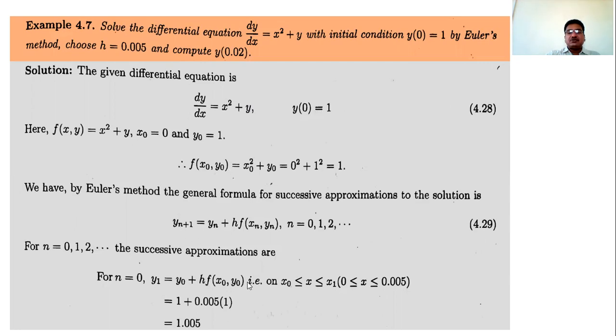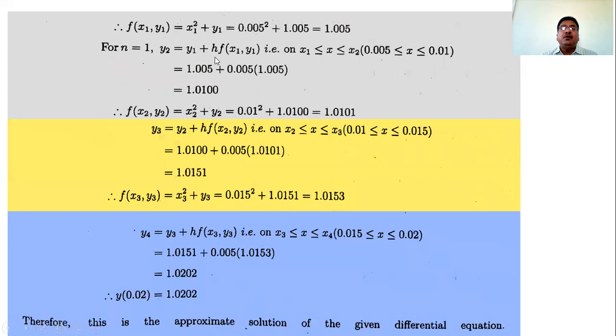y1 is y0 plus h f(x0, y0). And what are x0 and y0? x0 and y0 are given, and h is 0.005. So we have y1 as 1.005. This is the value of y at 0.005. Then find y2, that is the value at 0.01. By adding 0.005, we have this value. This is y2.